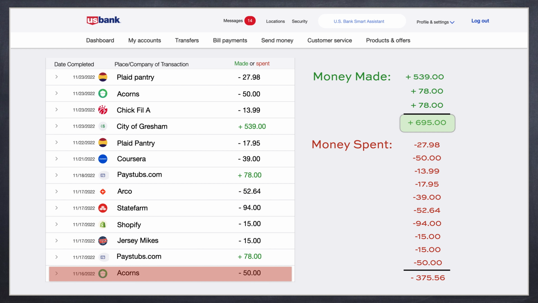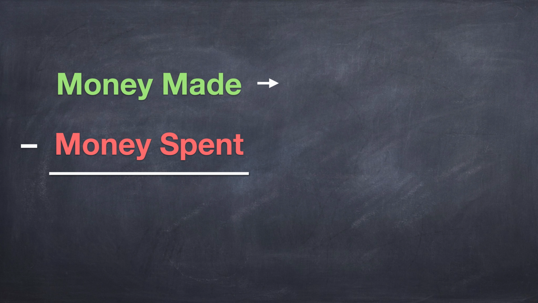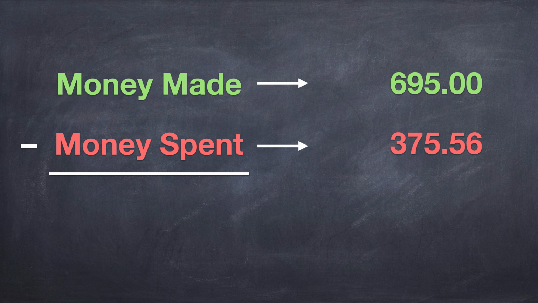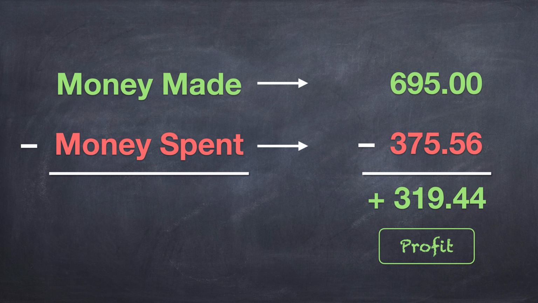So all we're going to do now is our last step. We're going to go, our money made was $695 minus our money spent, which was $375.56. And let's put that in. Money made, this person made $695 and they spent $375.56. Subtract it, and that's going to give us a profit of $319.44. So they did not overspend in that week.